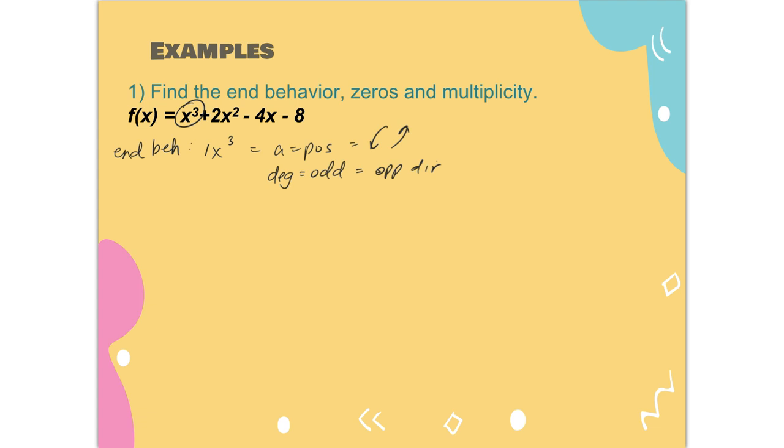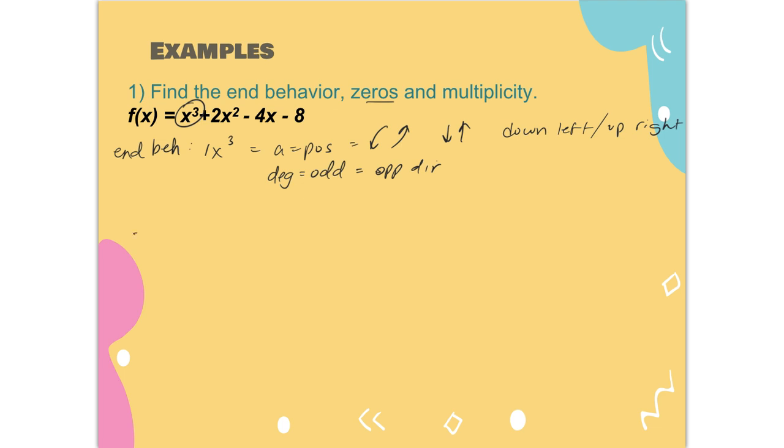So however you want to describe that, you can say down left, up right, or you can write it down left, up right, okay? The bottom line is you have an idea of how your graph is going to end on both sides. Now the zeros, to find the zeros, we have to solve.